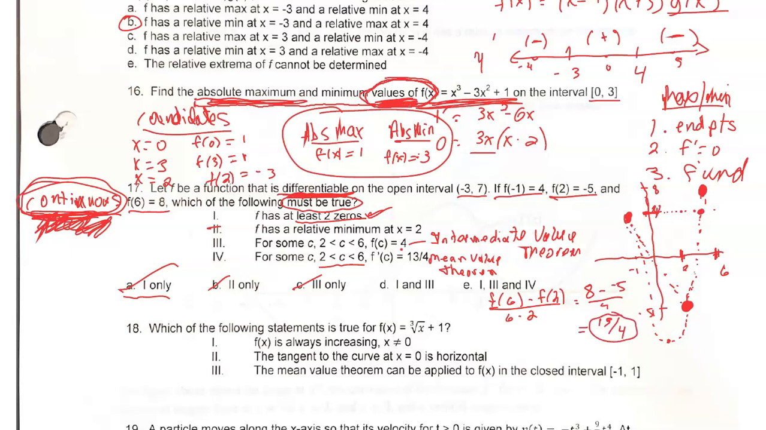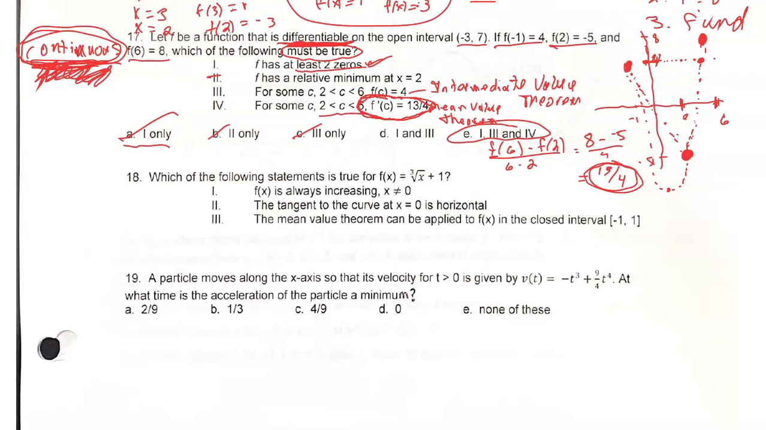Since we are continuous and differentiable, the mean value theorem is guaranteed to be true. The mean value theorem says whatever your average rate of change is, which we just showed is 13/4, somewhere the instantaneous rate of change would also have to equal 13/4. So this would have to be a true statement, which means E is our answer.